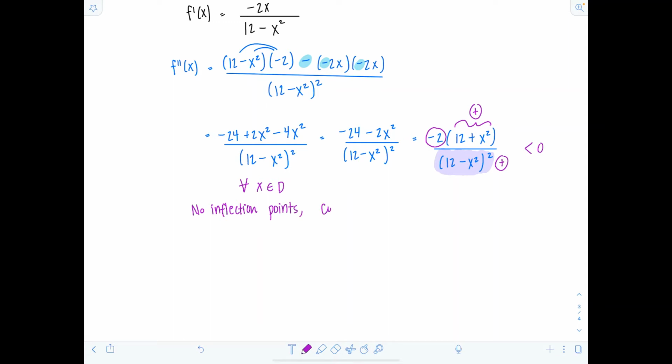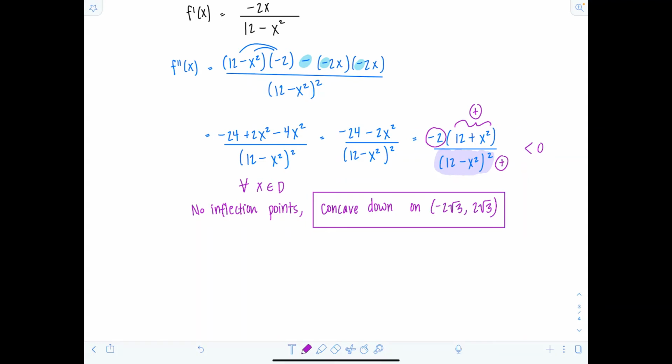In fact, the graph is always concave which way? Concave down. Don't say everywhere. No, no, no. You have to keep your wits about you right now. It's concave down everywhere the graph exists or where it lives on the domain. So it's concave down on negative 2 rad 3 to 2 rad 3. Okay, please be careful, careful, careful in situations like this to always consider what the domain of the function is. All right?